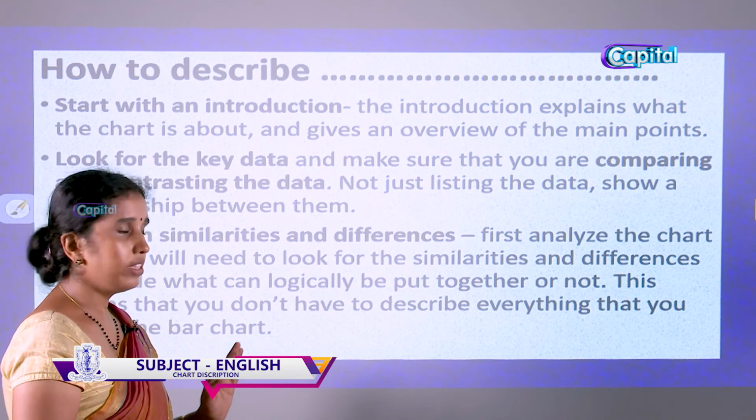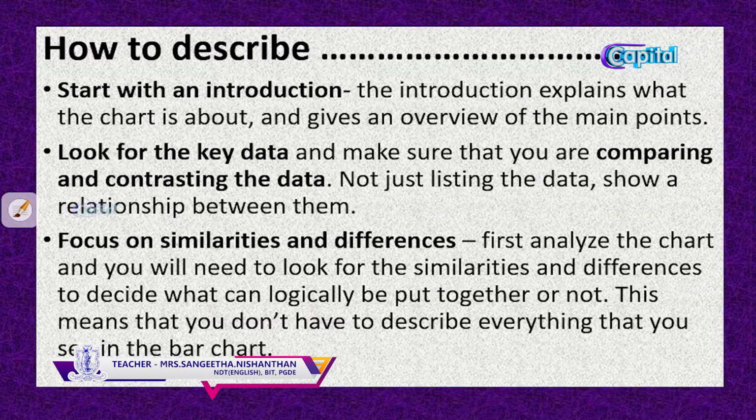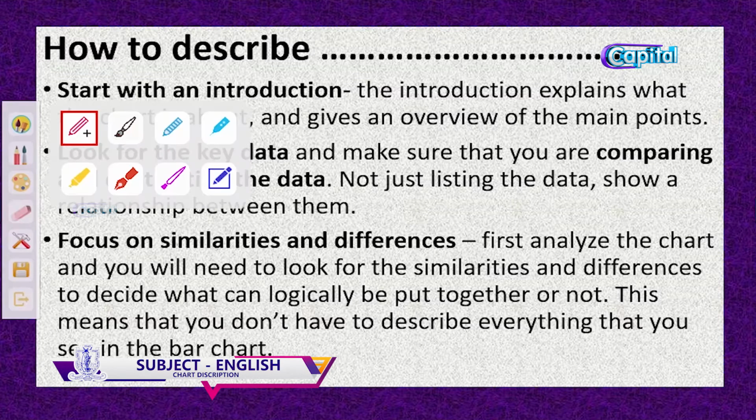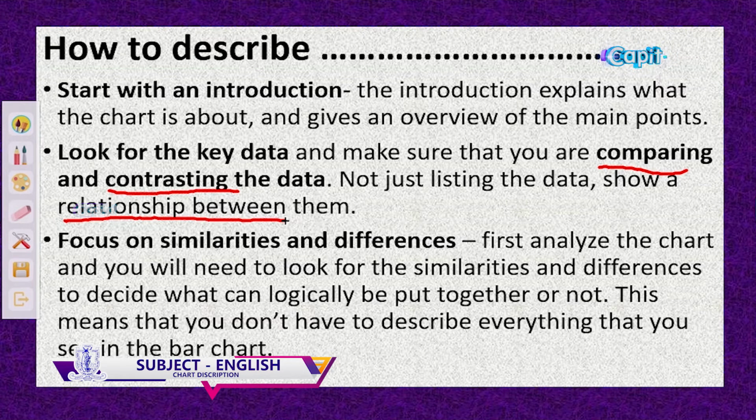We don't want all the data given. There's no need to describe every single piece of data. And make sure that you are comparing and contrasting the data. The important thing we have to do is compare and contrast the data and show a relationship between them. So we have to compare the data given, or contrast the highest, the lowest, the equal amount, or less than or more than. This makes a relationship among the data. Focus on similarities and differences.